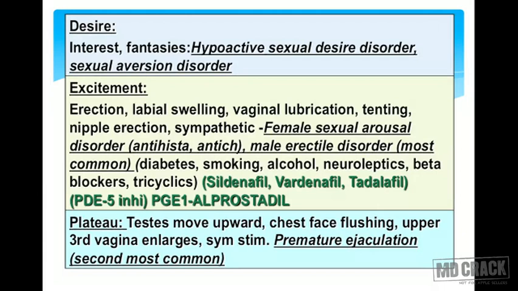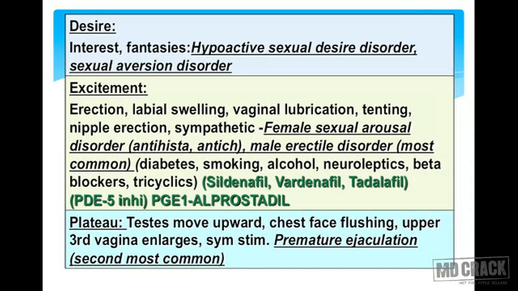So look at the slide. Here I include the stage of desire as the first stage, and that's the interest in sex and the sex fantasies. They have to be present, then the sexual response cycle is going to occur. And if there's a problem with the stage of desire, then the disorders which can manifest are called hypoactive sexual desire disorder, and it's also called sexual aversion disorder.